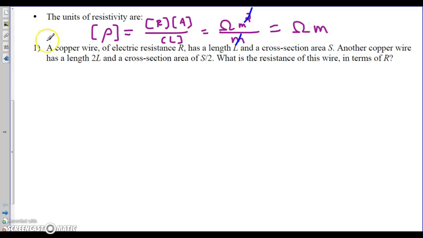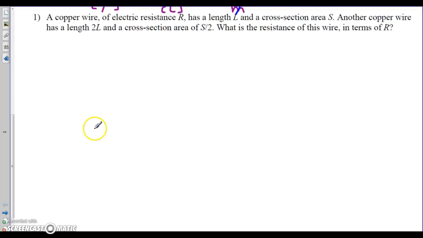We're going to finish up by solving number 1 from the handout. A copper wire of electrical resistance R has a length L and a cross-sectional area S. Another copper wire, same material, same resistivity, has a length 2L and a cross-section area of S over 2. What's the resistance of this second wire in terms of R?